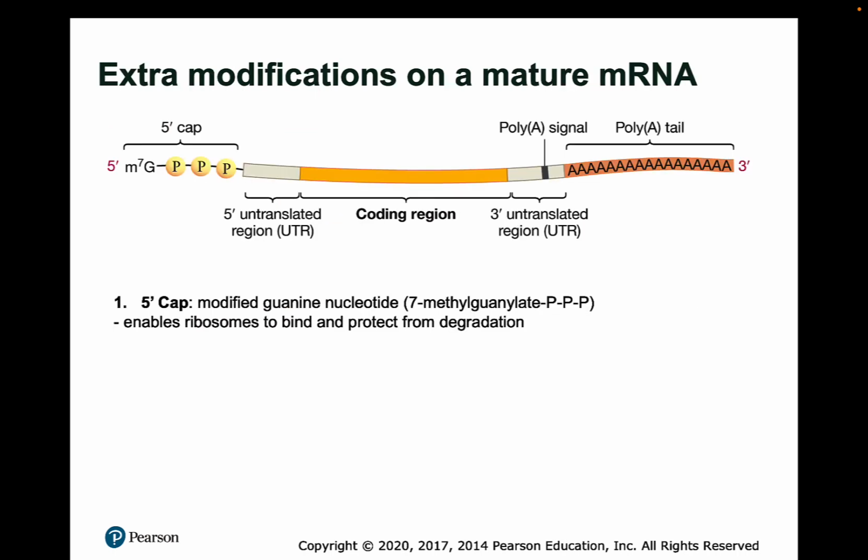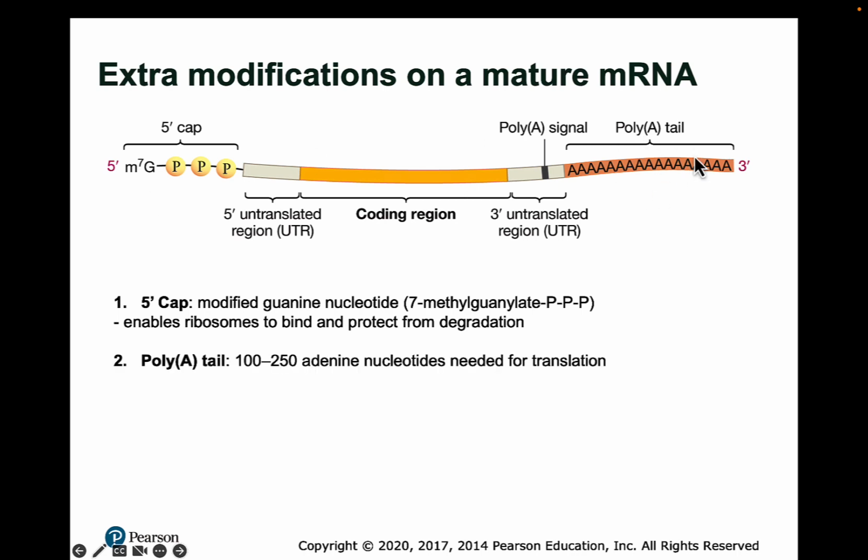The final parts of getting to a mature mRNA begin with the addition of this 5' cap. A modified guanine nucleotide is added to the 5' region of the mRNA. This enables ribosomes, once in the cytoplasm, to bind to the mRNA, and it also protects the mRNA from nucleases that could degrade it. This is important to make sure that the mRNA is stable.